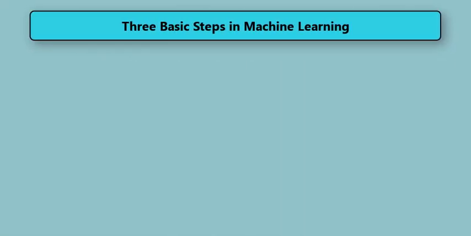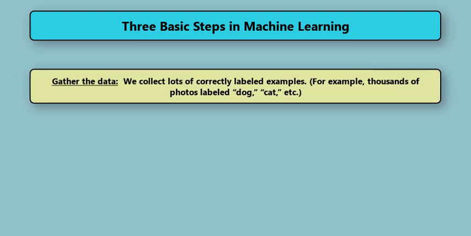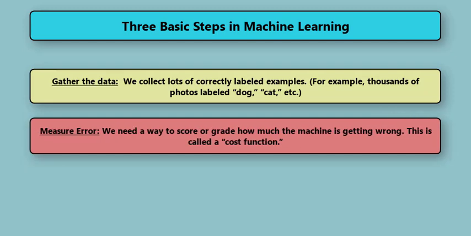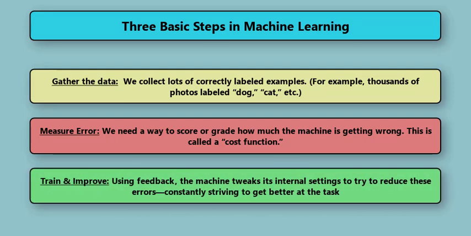So, the three basic steps in machine learning are: firstly, gather the data. We collect lots of correctly labeled data, for example, thousands of photos labeled as dogs or cats, etc. Then next, measure the error. We need a way to score or grade how much the machine is getting wrong. This is called a cost function. Last but not the least, train and improve. Using feedback, the machine tweaks its internal settings to try to reduce these errors, constantly striving to get better at the task.